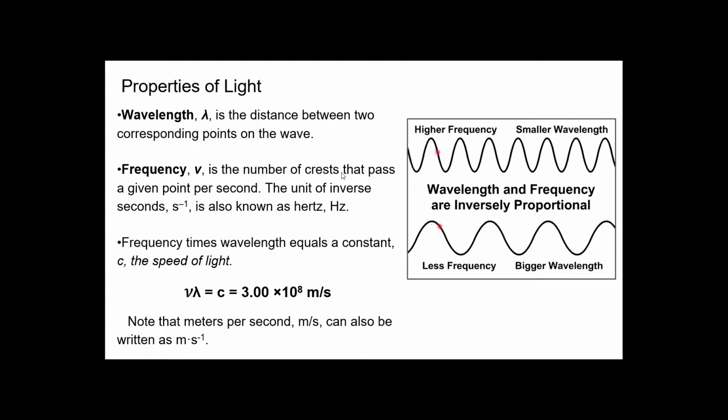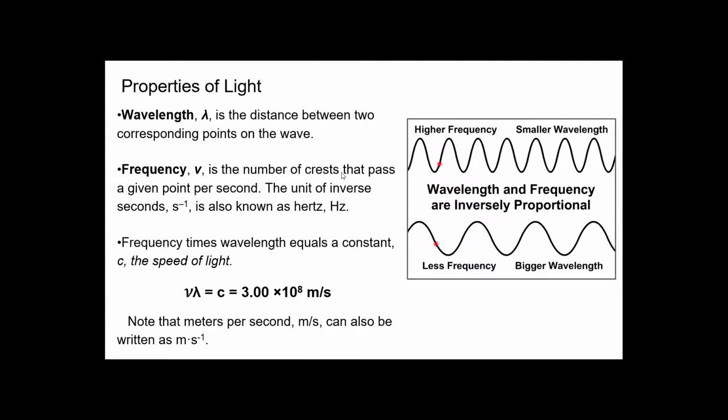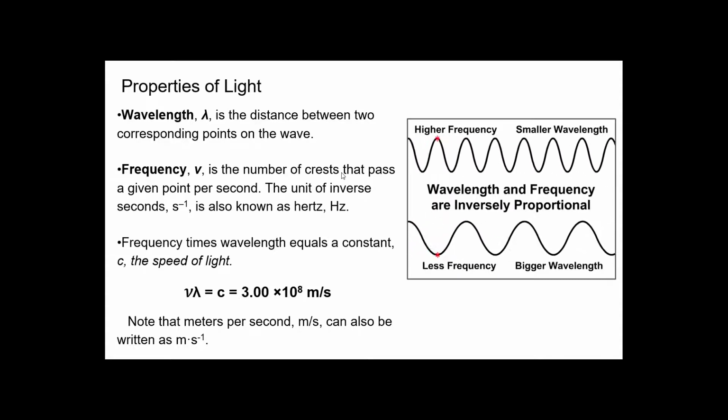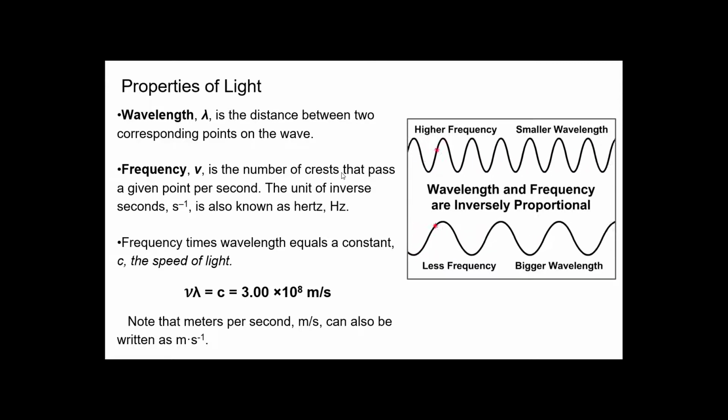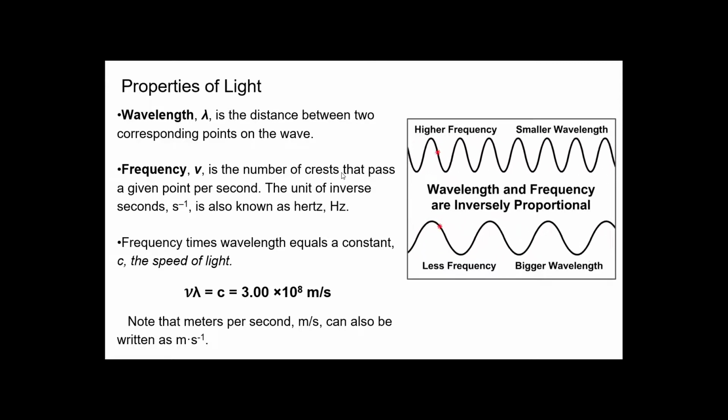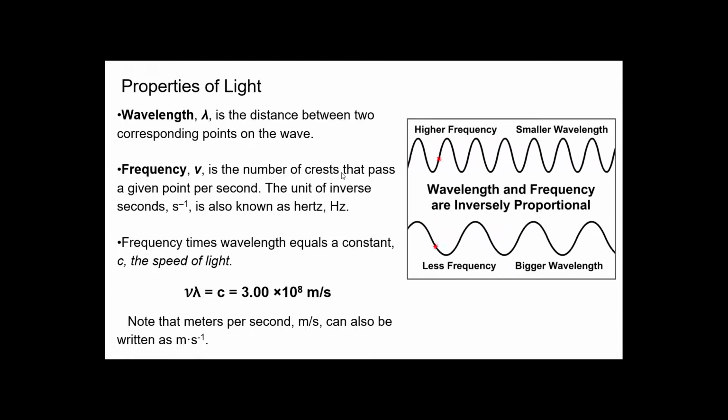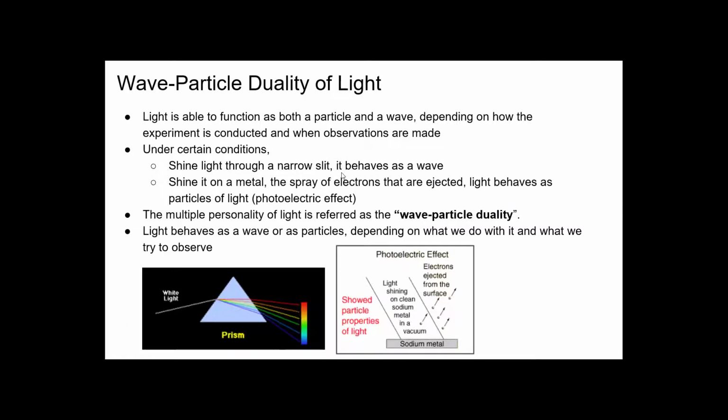This is a constant, a value that doesn't change. So in order for that value to not change, the other values of frequency and wavelength have to change. One either goes up or one goes down, but that 3.00 times 10 to the 8 meters per second does not change. All right, so now let's discuss the wave particle duality of light.